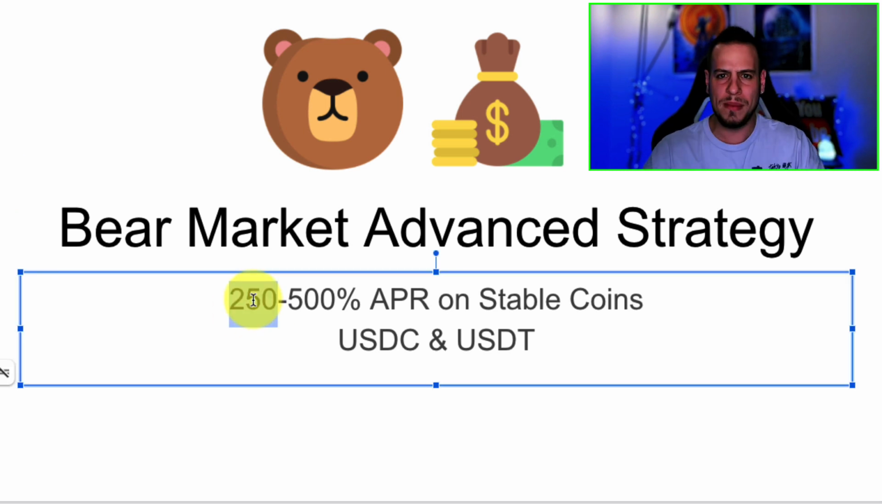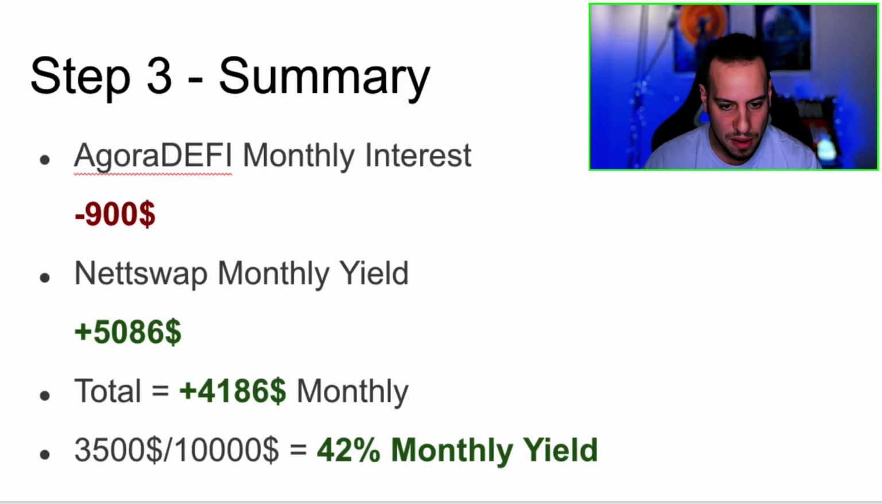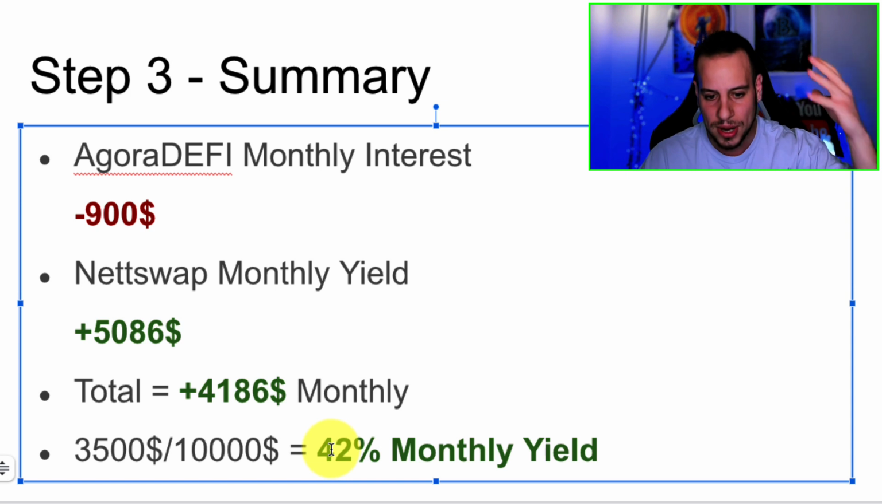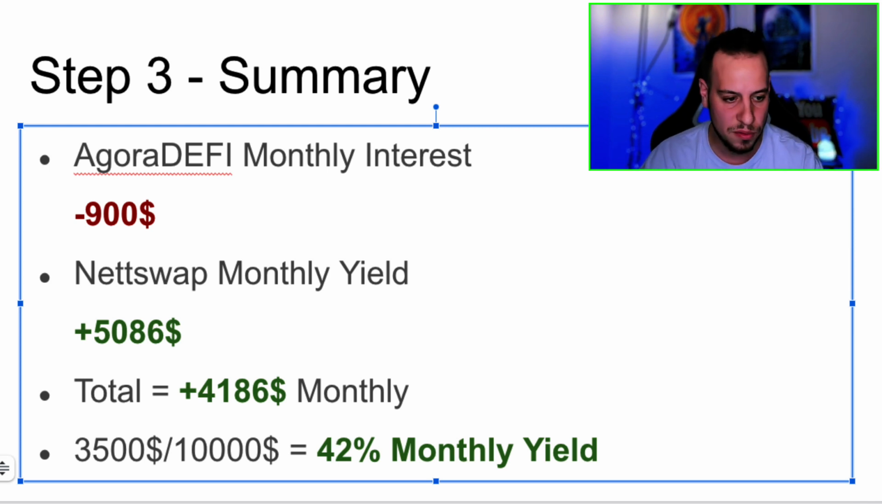So it doesn't matter where the market goes, up and down, you are getting this kind of crazy yields, 42% every month on your US dollars. This is crazy. You're hedging inflation and creating fortune. This is DeFi, and this is why I'm here to teach you these kind of cool things.